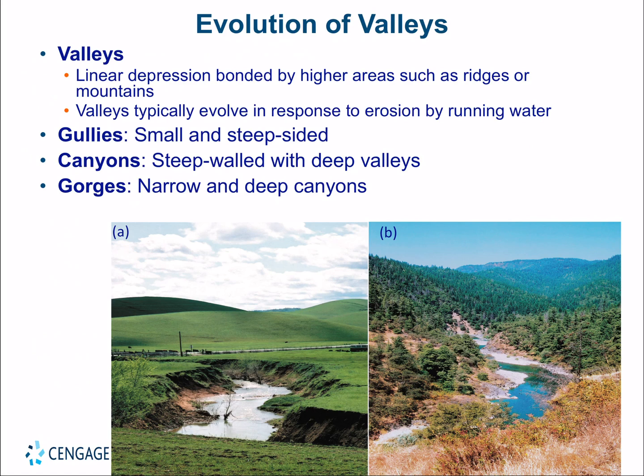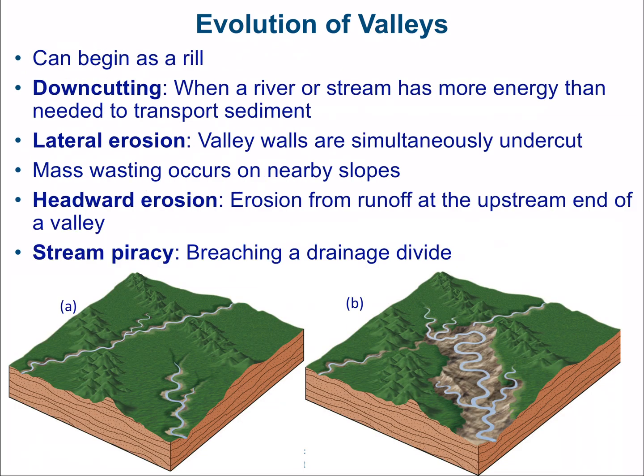So in picture A right here, what we're looking at are gullies, very small, steep-sided valleys. And then in picture B, you have a valley, and the walls extend to this narrow bottom that you see right here.